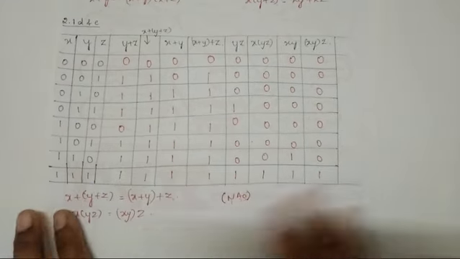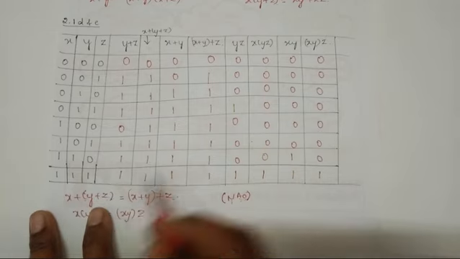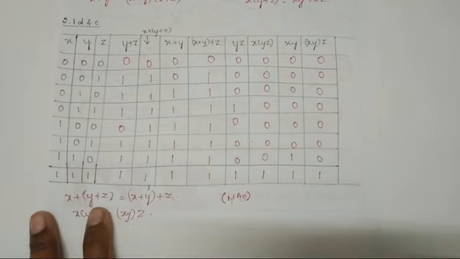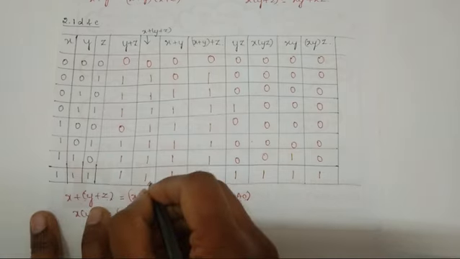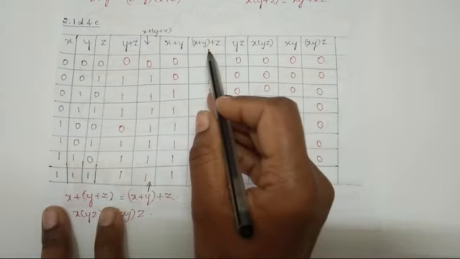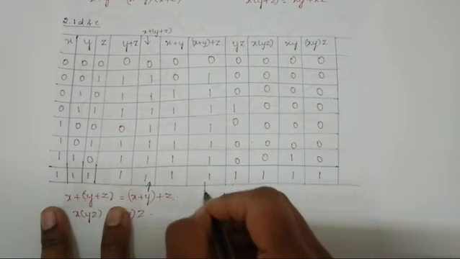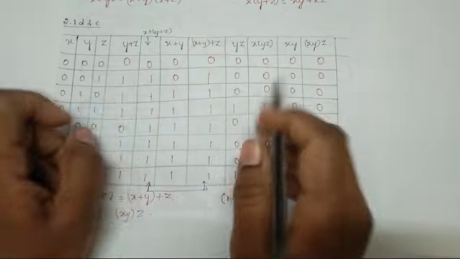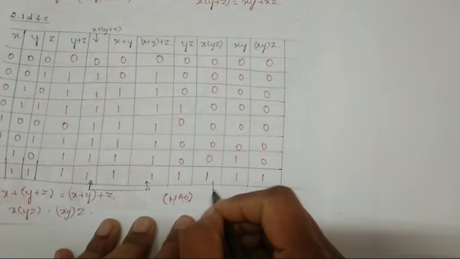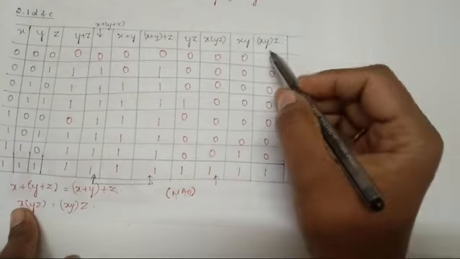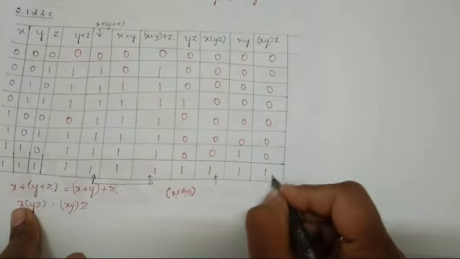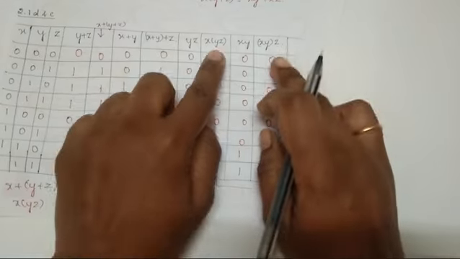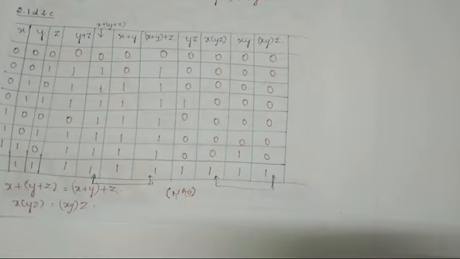Now we have to verify. x plus (y plus z) and (x plus y) plus z, this column. Okay, this column is to be equal to that column. These two columns are the same. See, all the entries are the same, right? Similarly, x into yz must be equal to xy into z. These two columns, see, both are the same, the entries. Correct, no? Okay, this completes the 2.1 problem.